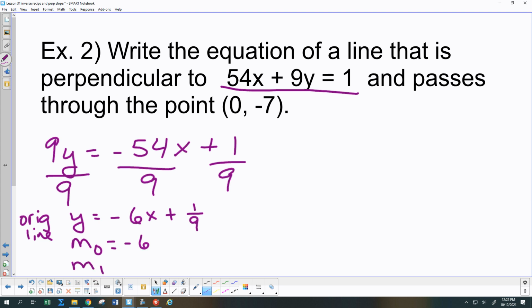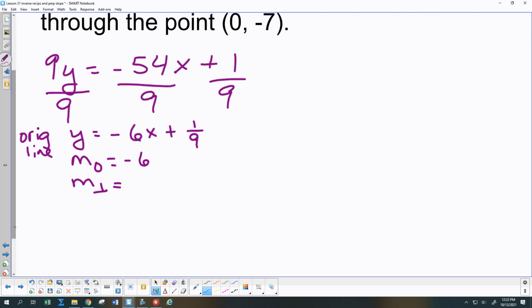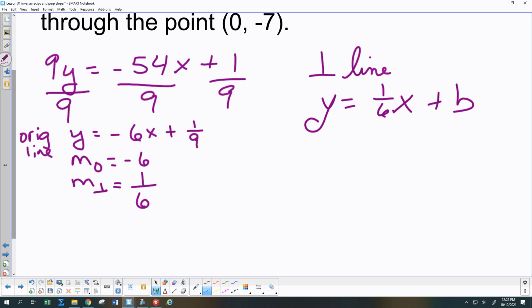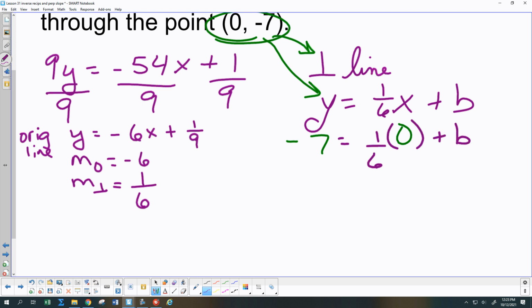Madeline, what will my perpendicular slope be then? Change it from negative to positive and turn it upside down. So the line that I want, my perpendicular line, is y equals 1/6 x plus b. This point 0, negative 7 needs to be on my perpendicular line, so it needs to make my perpendicular equation true. So I put the 0 in for x, the negative 7 in for y. 1/6 times 0 is 0. That goes away, and I just have b as negative 7.